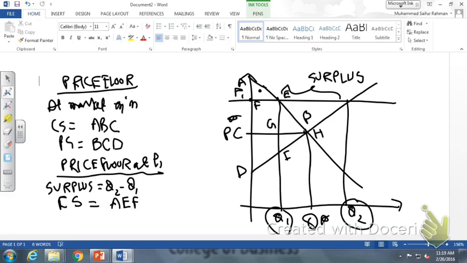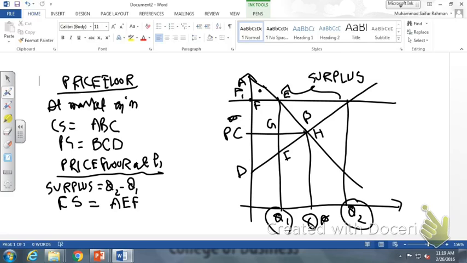I'm getting a better computer, so we won't be as inefficient in drawing this as we are right now. I apologize. These machines are old. Do we all see the rectangle? So this is the upper rectangle on the top, which is the consumer surplus. Do we all see that?